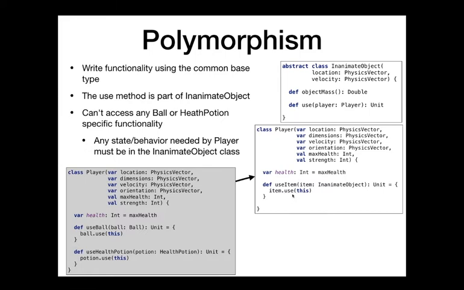I don't know what it does even, but I know I'm going to have a method named use that takes a player. I'm going to call it. Don't know what it's going to do, depending on whether this is in fact a health potion or a ball or any other type that we create that extends an inanimate object. This method call might have wildly different behavior, but I know it exists. I have that guarantee that it exists because it has to, because it's declared in the inanimate object class.